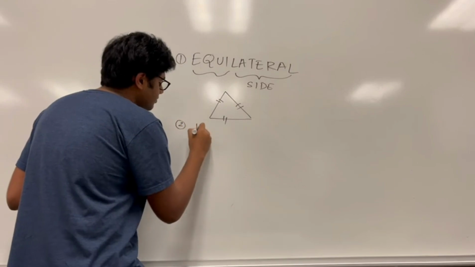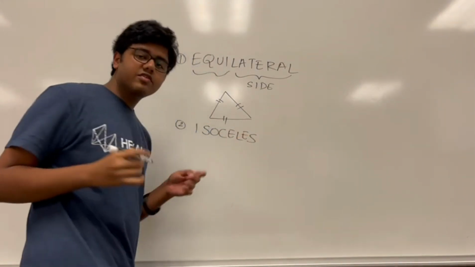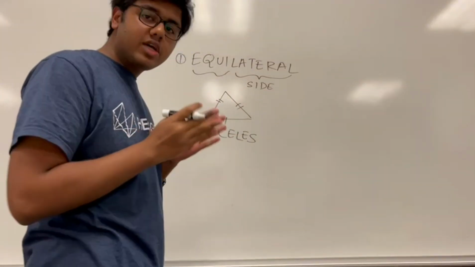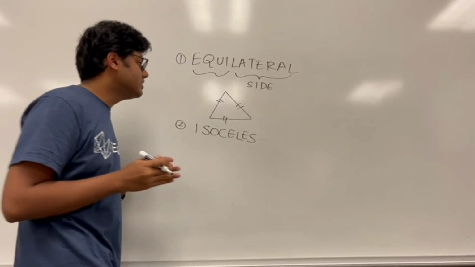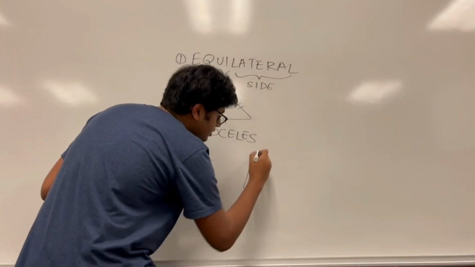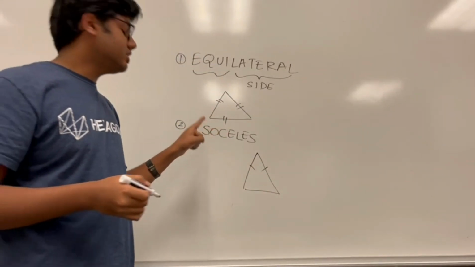Moving on, isosceles triangle. Think of your body. You have two legs which are equal in length. So any triangle which has two equal sides instead of three, which would make it equilateral, we call those triangles isosceles triangles.